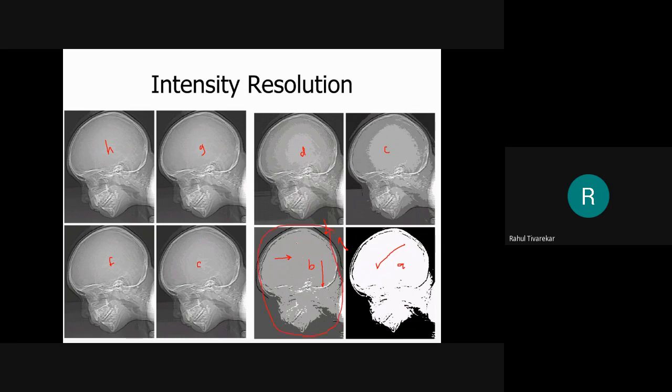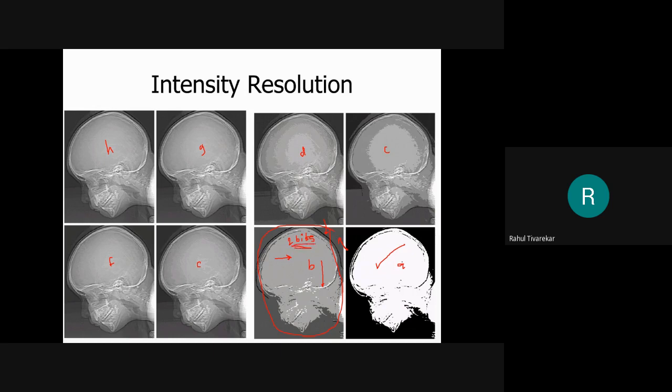So to represent this image, we need at least 2 bits to store all four intensity levels. 00 means pure black, 11 means pure white, and in between you have two more intensity levels, the brighter and the darker gray level. Okay, so 2 bits are sufficient to store this image.